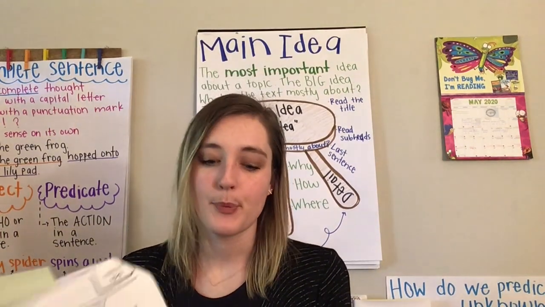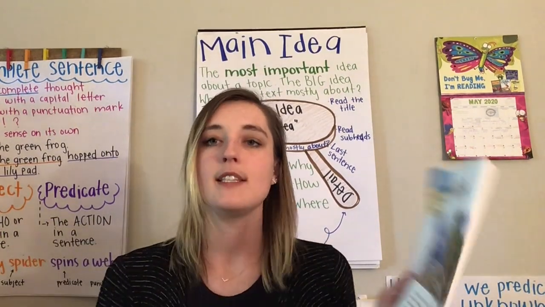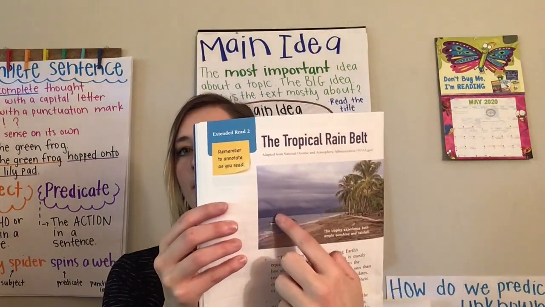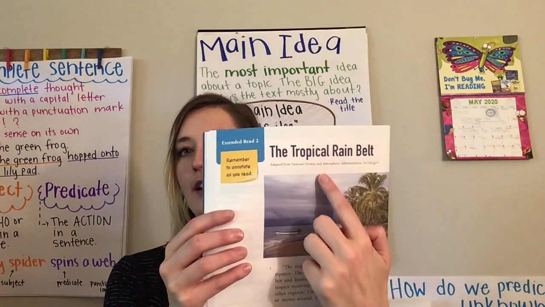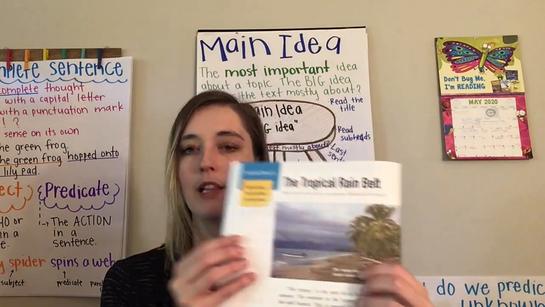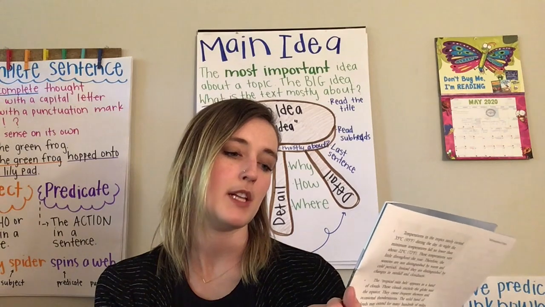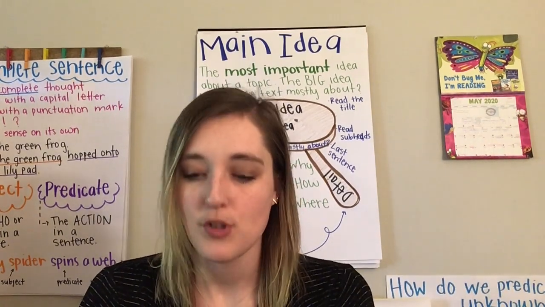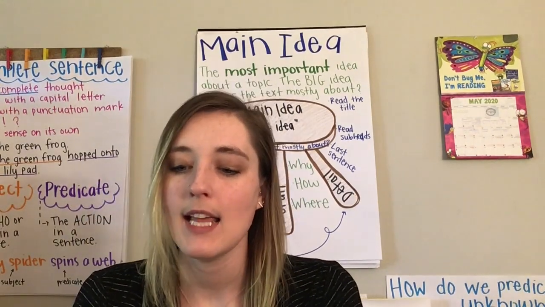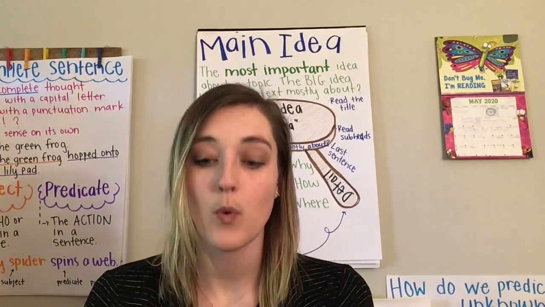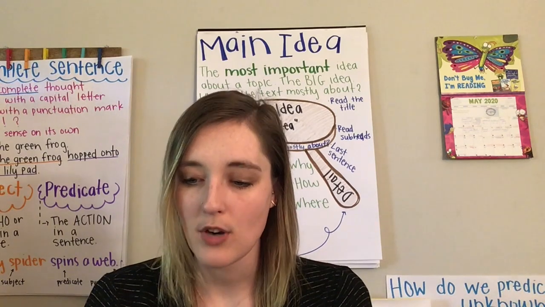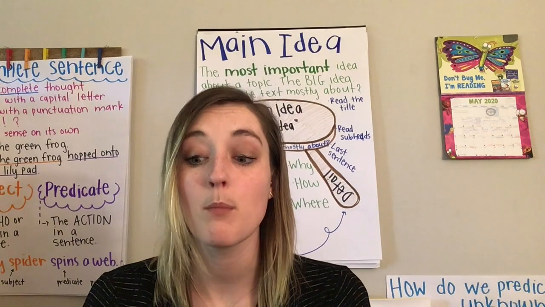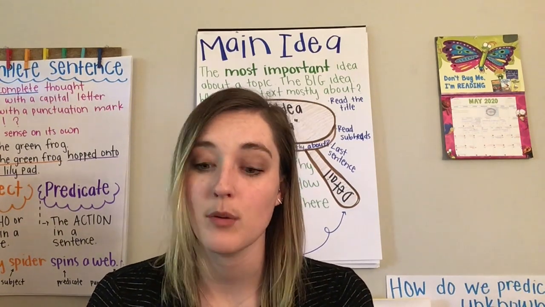All right, we're on paragraphs 1 through 3. Here we go. I see a photograph with a palm tree. And I see some clouds. Ooh, I see some clouds there, and I see some clouds there. We might know a little bit about those clouds. It says the tropics experience both ample sunshine and rainfall. All right, the tropics is the area along the Earth's equator. The weather in the tropics is mostly hot and humid. This is mainly due to the tropics receiving more energy from the sun than other regions.